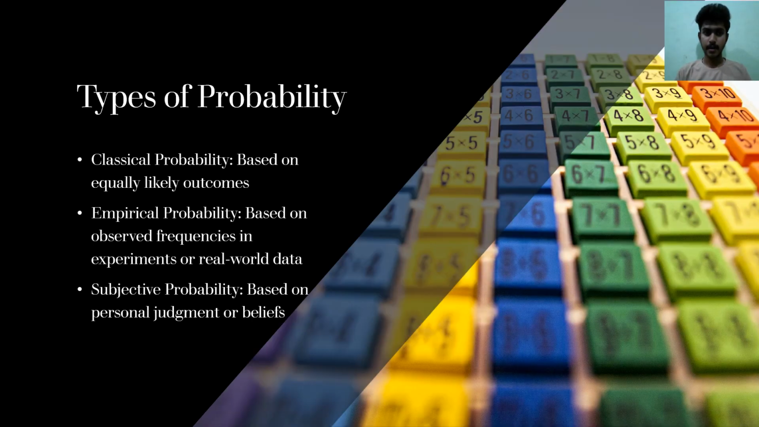Types of probability. Classical probability, based on equally likely outcomes. Empirical probability, based on observed frequencies in experiments or real-world data. Subjective probability, based on personal judgment or beliefs.